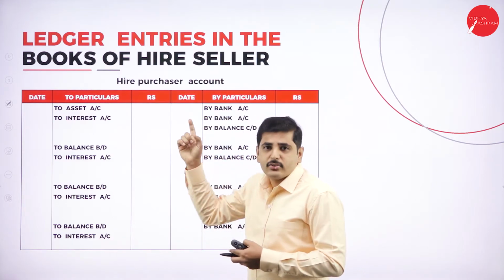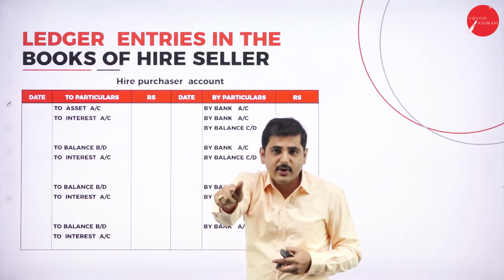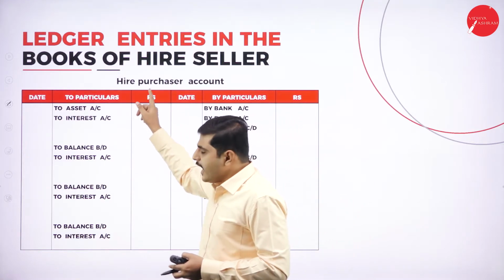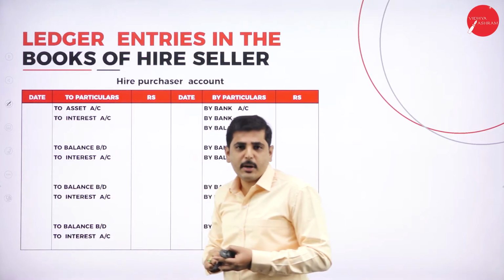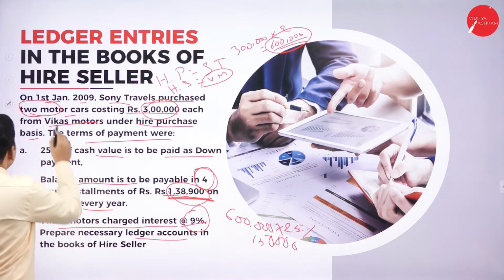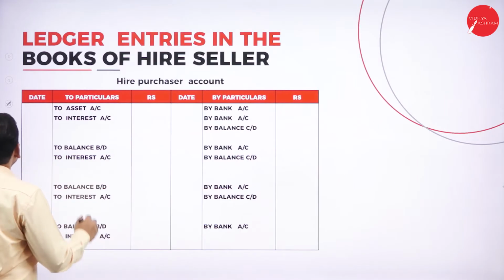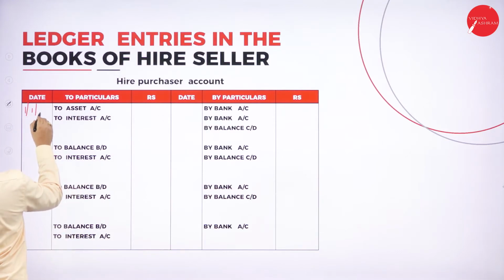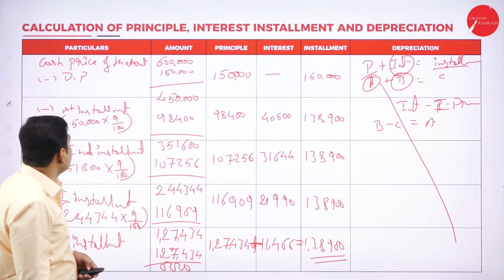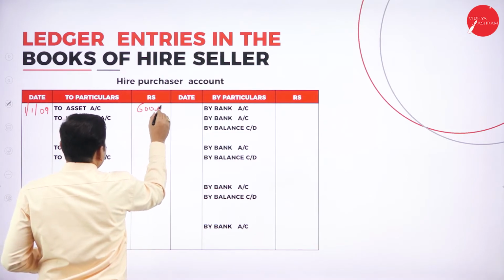As a hire seller, I am sending the asset to you. So who is the receiver of the asset? Debit the receiver. Hire purchaser account to what is going out? Asset account. Journal entry: by hire purchaser to asset account. In this problem, what is our asset? Car is our asset. When we sell the asset on 1st Jan 2009, to asset account. What is the cash price or cost price of the asset? Our cost price of the asset is 6 lakh rupees. Let's write 6 lakh here.